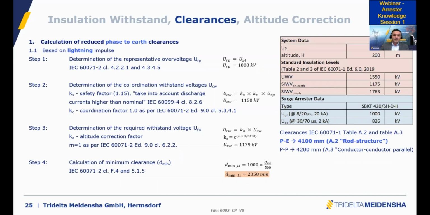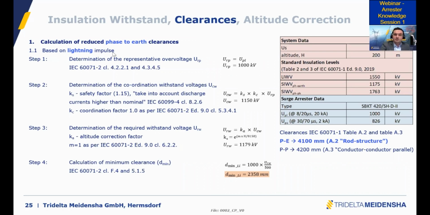So let's take a concrete example. We have here a system of 550 kV maximum phase-to-phase voltage with an altitude of 200 meters. Tables 2 and 3 in the IEC 671-1 are giving us some standard values. And we're going to try to calculate these reduced clearances based on the protection level.